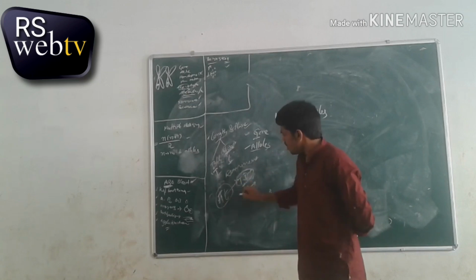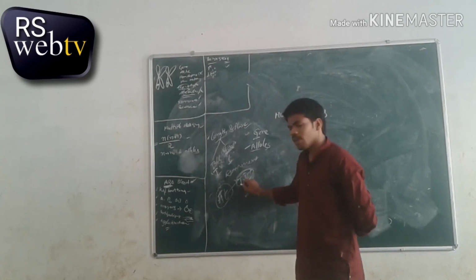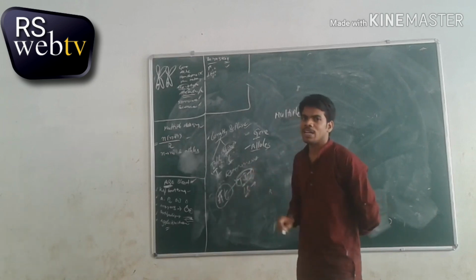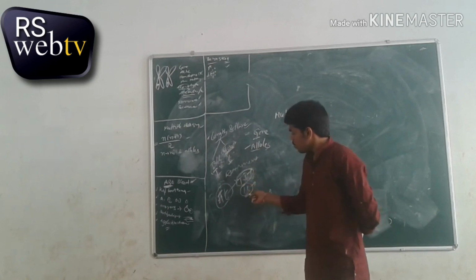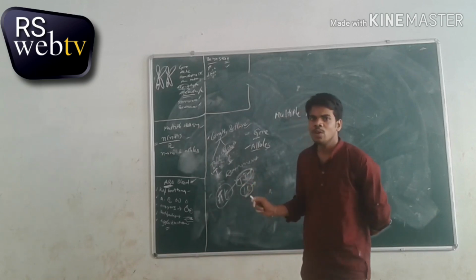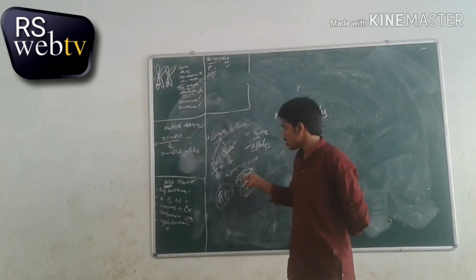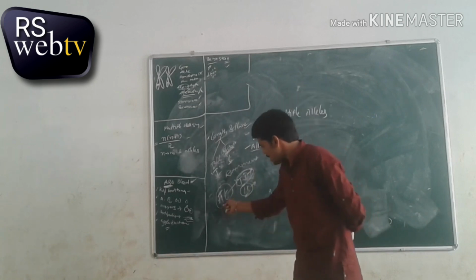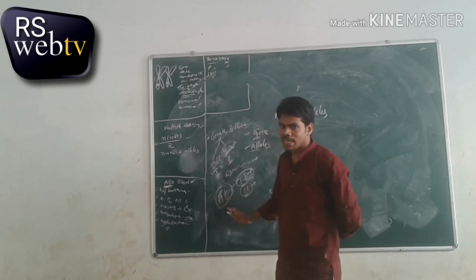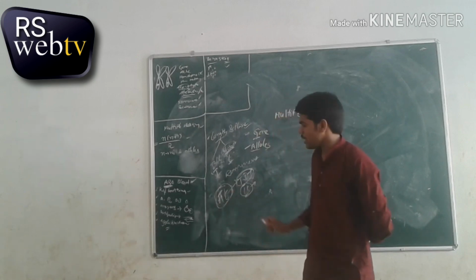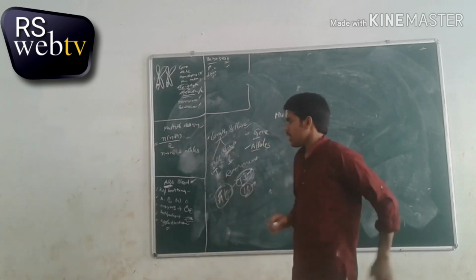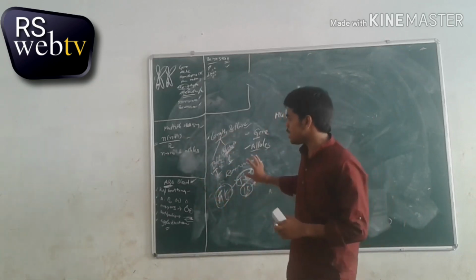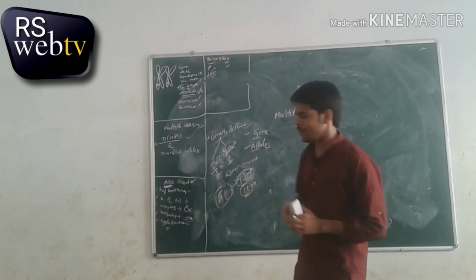Here, if both characters are equal, both are capital T, it is known as homozygous dominant. Here, both are recessive, it is known as homozygous recessive. This is known as heterozygous because both are unequal. These are the basic concepts to understand multiple allelism and genetics clearly.